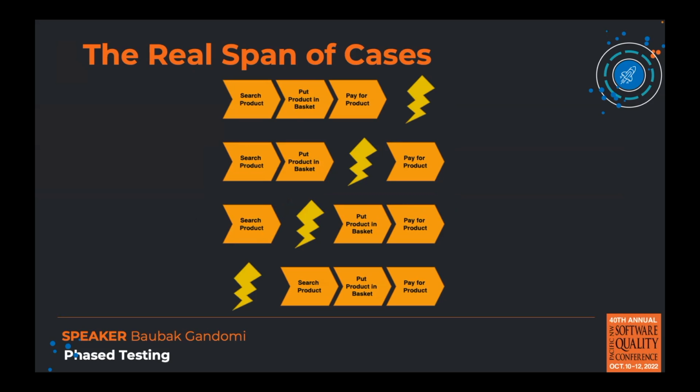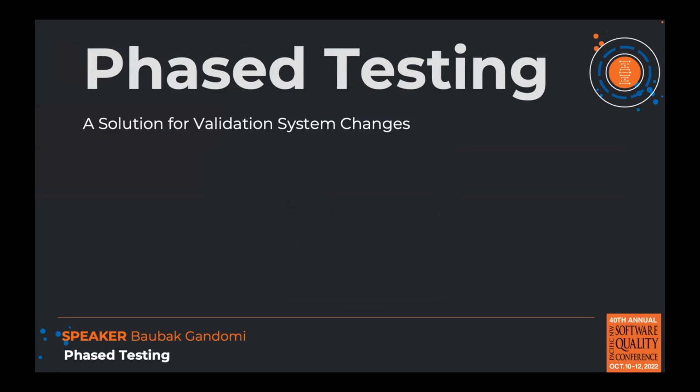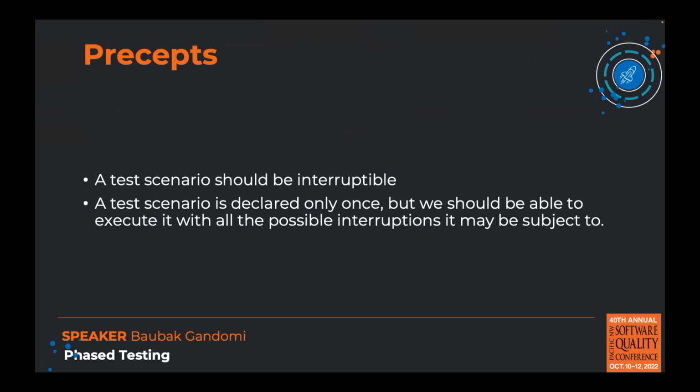So let's move on. To deal with this problem with data and time, we came up with the concept of phase testing. We tried to solve these problems and expand the way we would write our tests. For this, we came up with 2 precepts. The first thing is that a normal test scenario should be interruptible. Basically, a scenario should be able to stop at any point and continue where it left off.